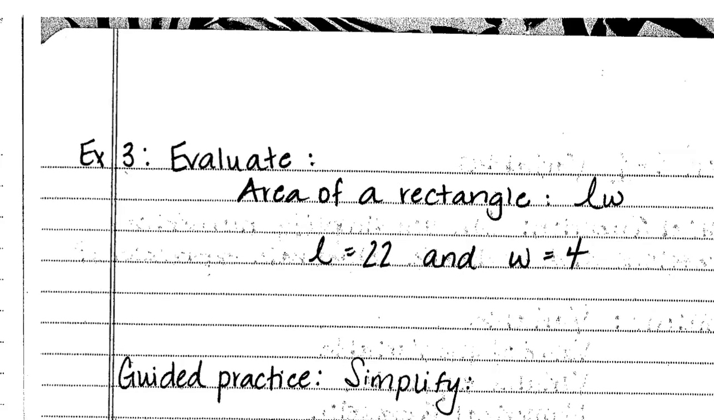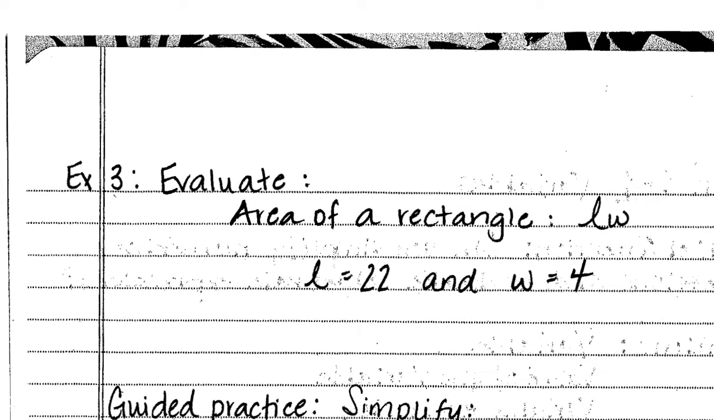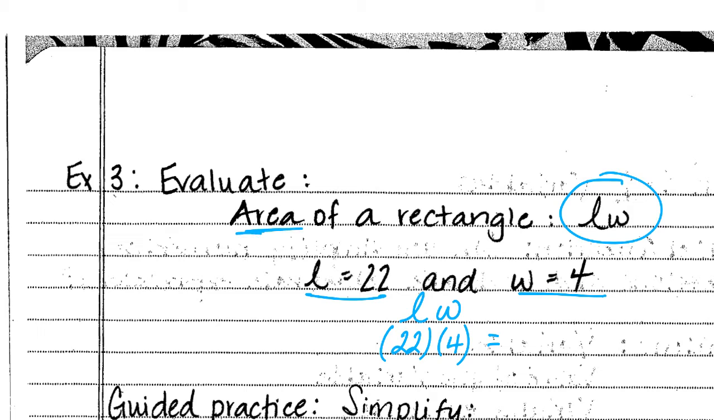All right, the last question we're going to do is we are going to evaluate the area of a rectangle. Remember that the area of a rectangle is length times width. If the length is 22, I'm going to replace any variable. When I replace it with numbers, I'm going to put it in parentheses. And the width is 4. So if the length is 22 and the width is 4, the area of my rectangle will be 88. And they didn't tell us what it is, so I usually just call it units squared to be right on.